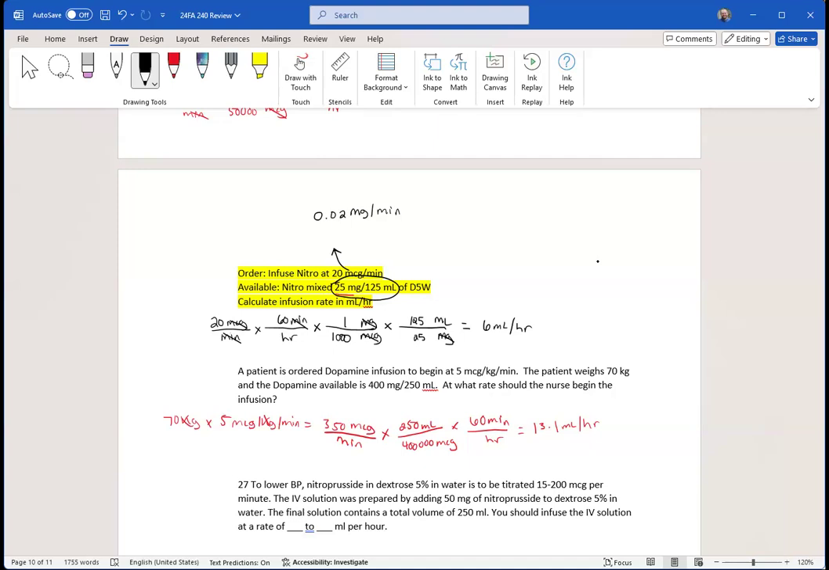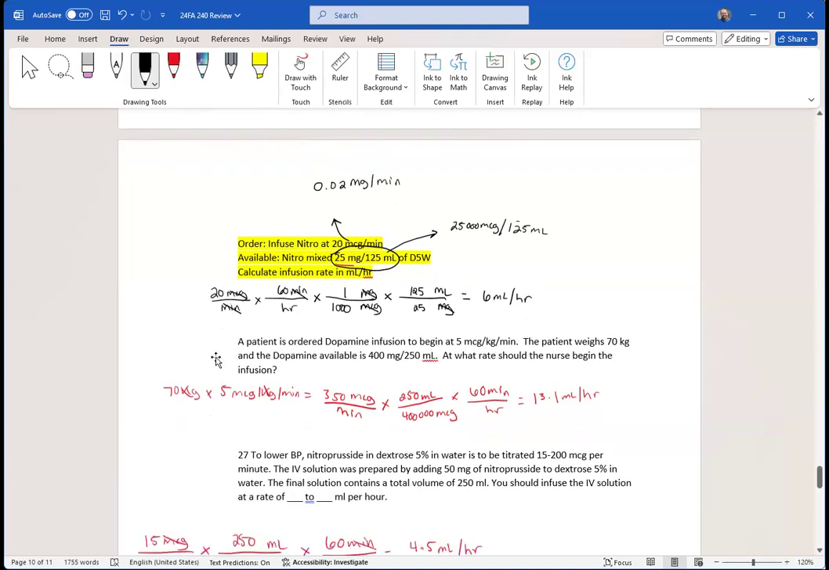I could also take the 25 milligrams and convert that to micrograms. So I could say 25,000 micrograms per 125 milliliter. Sorry, 125 milliliter. So you can do it any number of ways. The important thing is that you get to the correct answer. That's really what it comes down to.